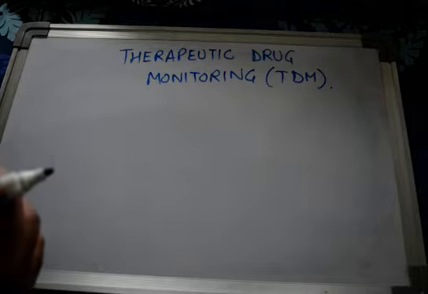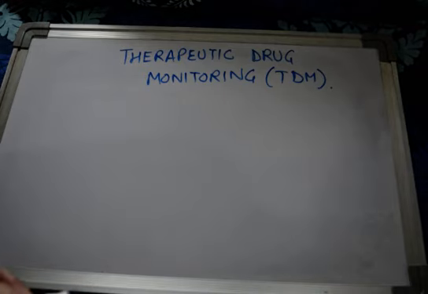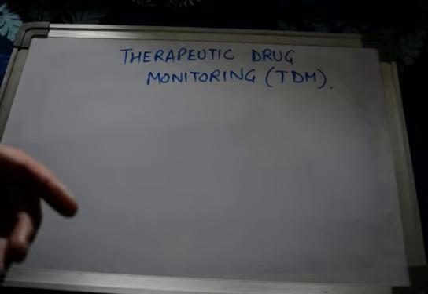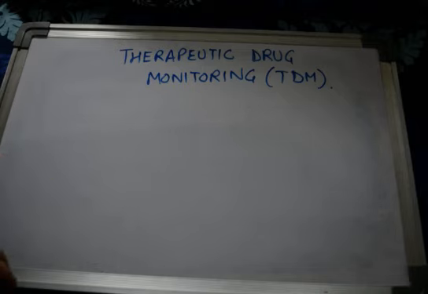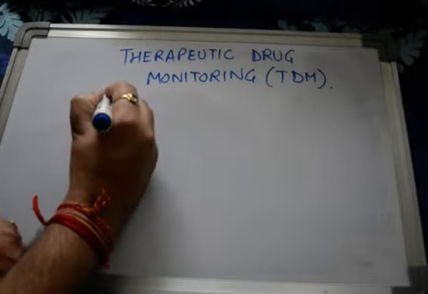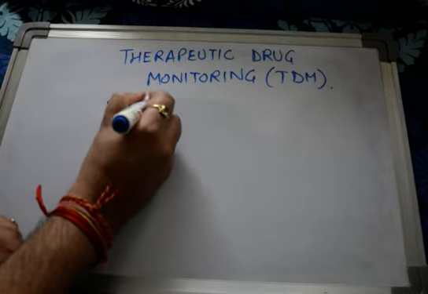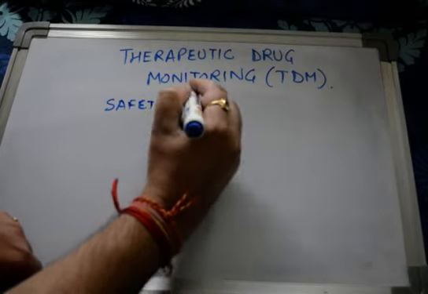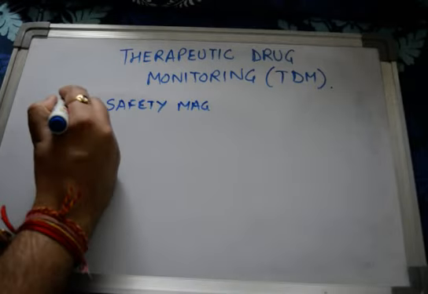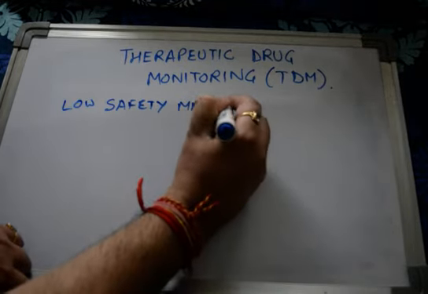Or if I am giving a drug which has a very wide safety margin, so I know that even a little overdose will not be toxic to the patient, in those cases I would not require therapeutic drug monitoring. It would be cumbersome, and it would be a wastage of money. But in cases where the safety margin is low, that is one indication for therapeutic drug monitoring.